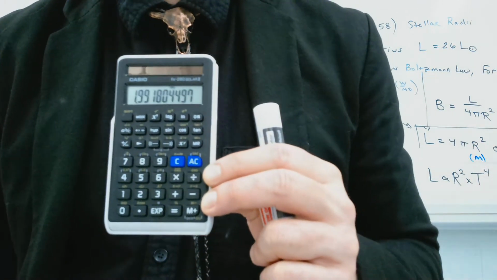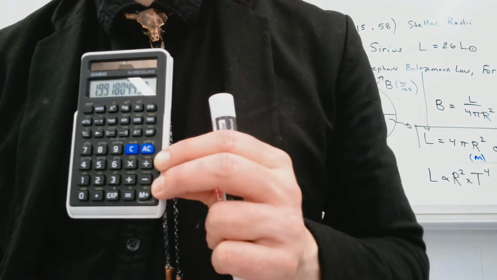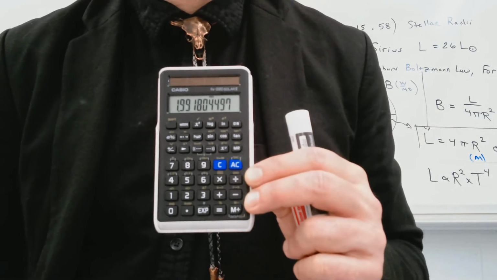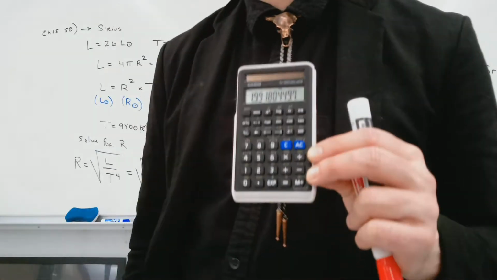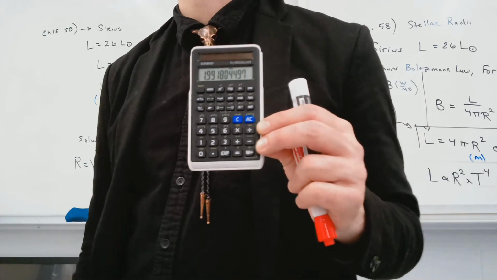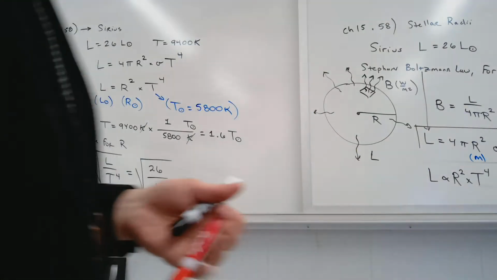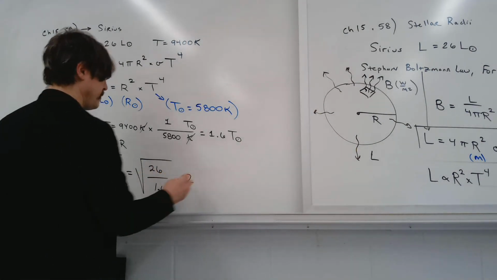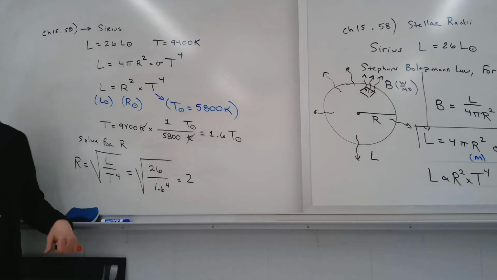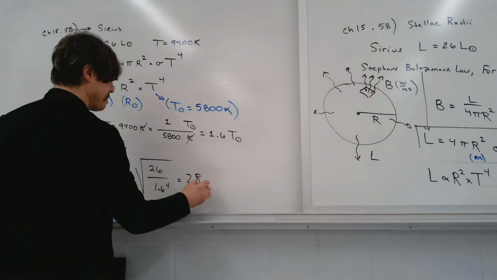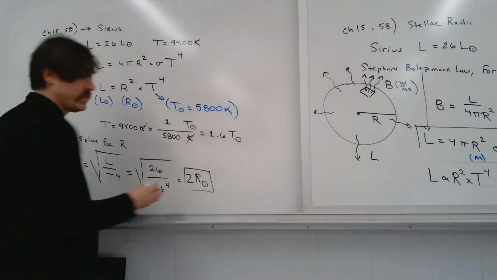What did you get? I got 0.04. 2. Yeah. 2 what, though? Solar radii. All right.